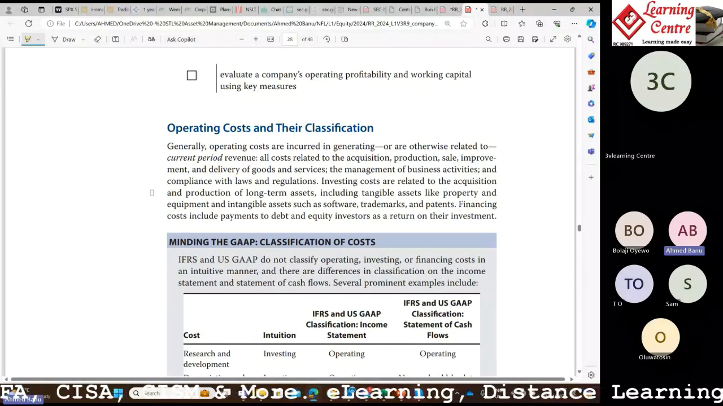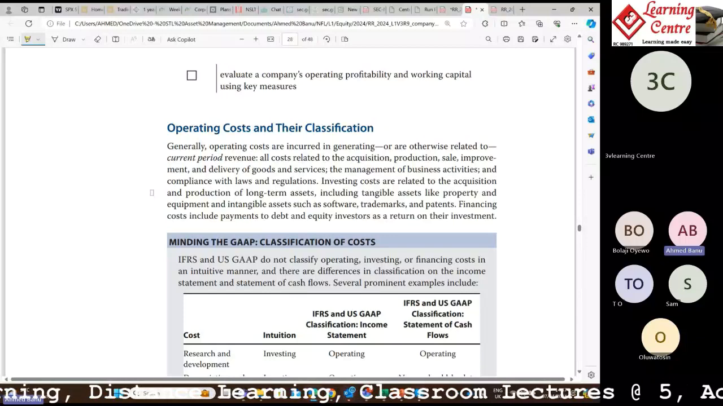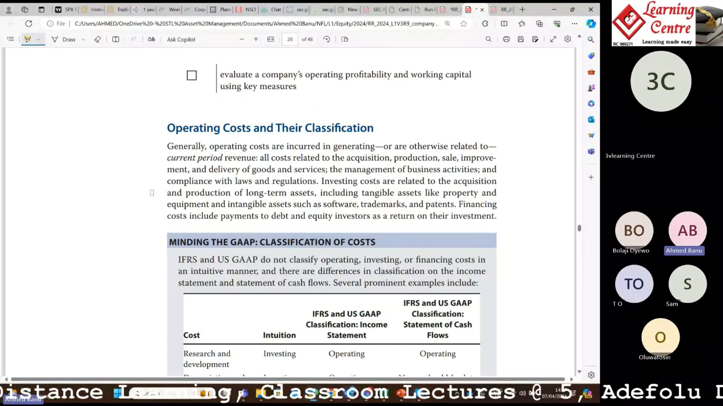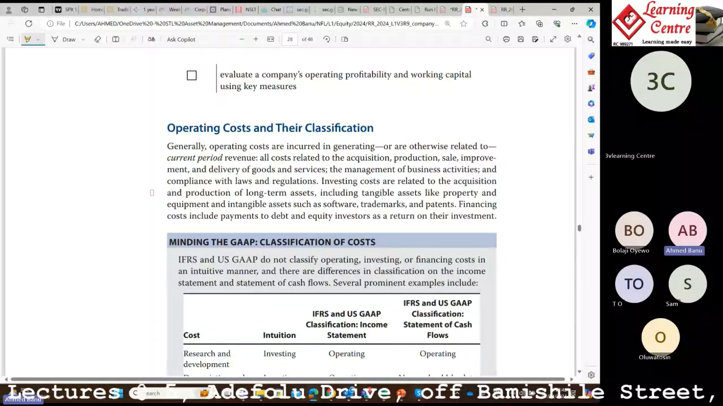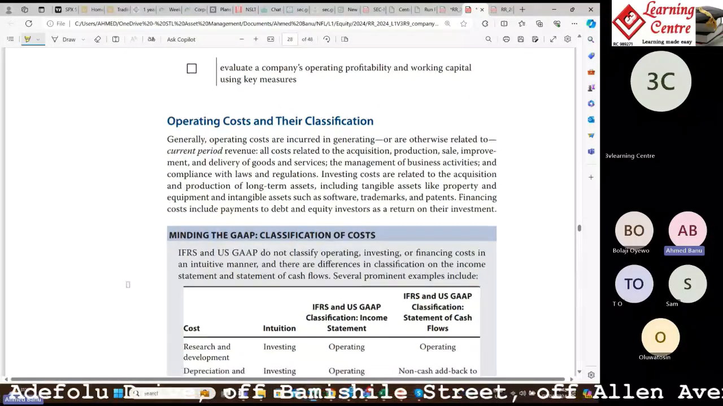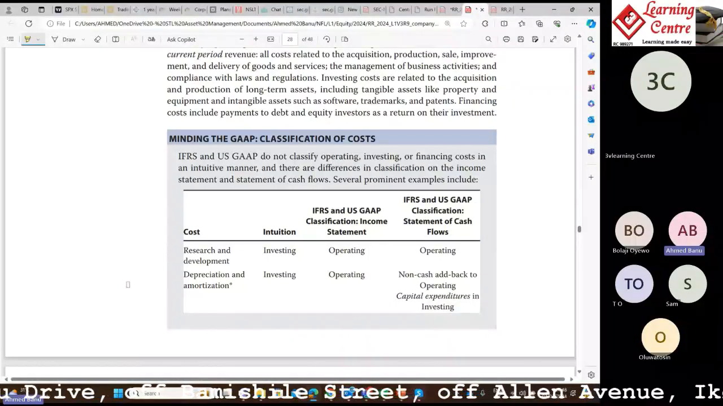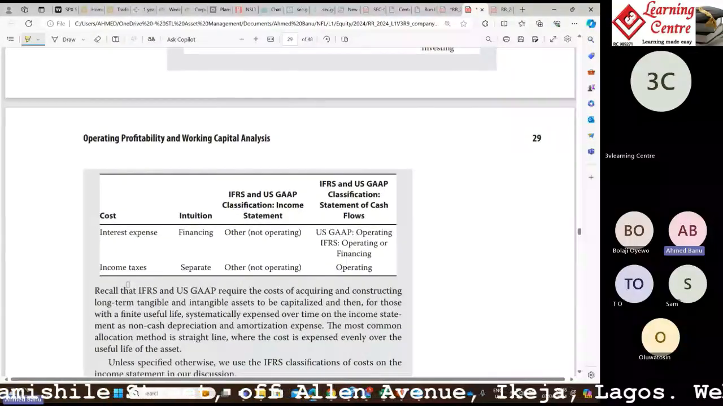Investing costs are related to the acquisition and production of long-term assets, which is not necessarily part of your operating cost. So your investing cost is things that have to do with property acquisition. Those are things that you see in your cash flow statement. Then financing costs are also part of what you see in your cash flow statement. So we are paying interest, we are paying dividends and all that, which has to do with return to the people that provided you capital. So you need to understand the various costs.